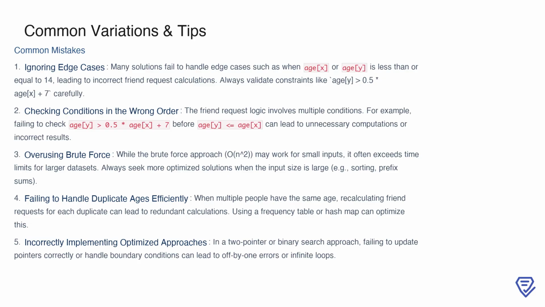Finally, even when using optimized approaches like two-pointers or binary search, implementation errors are common. Off-by-one mistakes or incorrectly updated pointers can lead to infinite loops or boundary issues, so handling these carefully is crucial.